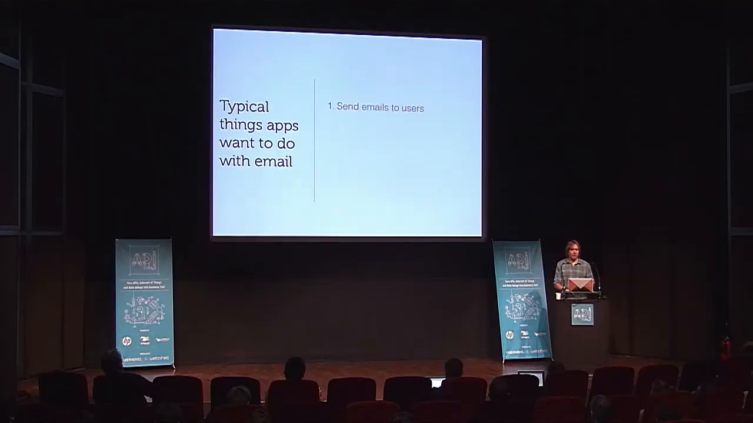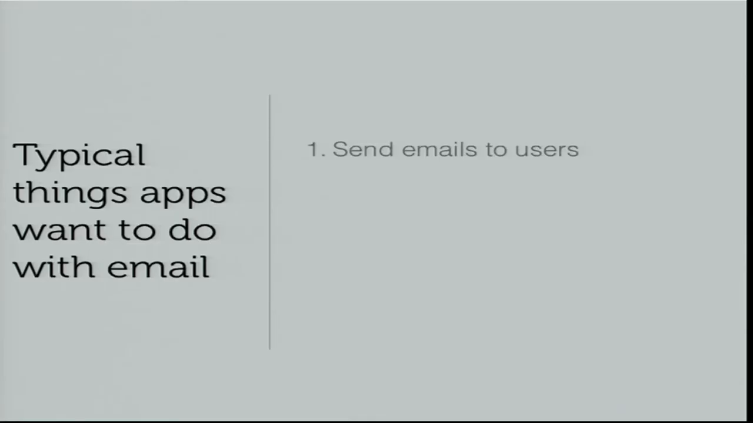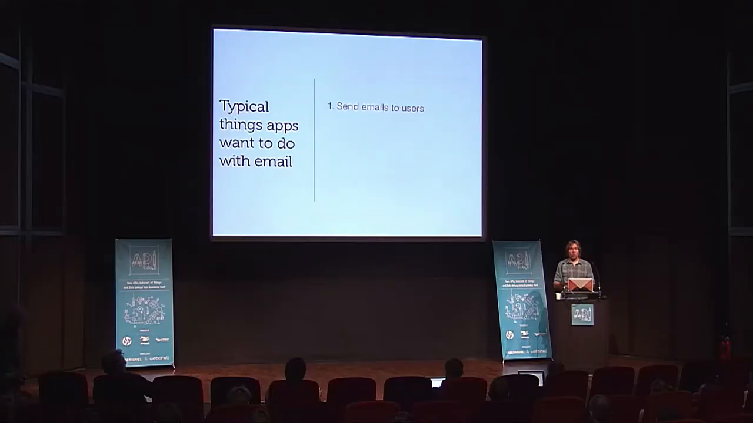So what kinds of things do you want your app to do is the next thing. You might want your app to send email to users. So if you want to do this yourself, you can set up an SMTP server, use some software like SendMail, or there's great APIs like SendGrid or Mailgun that can do that kind of stuff as well if you don't want to deal with it yourself with your own servers.